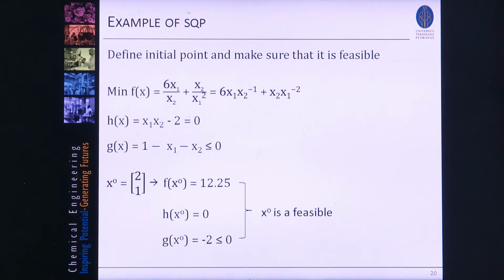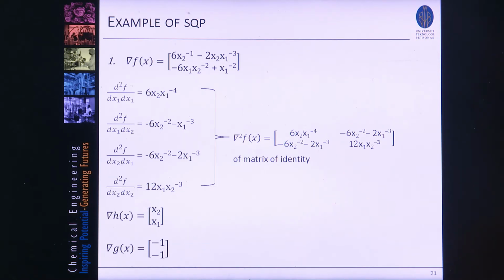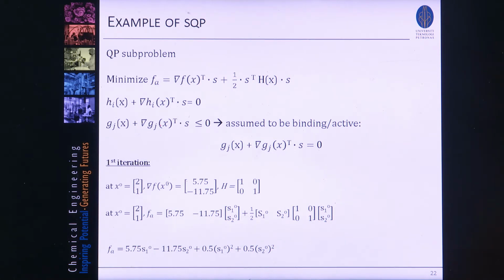So if we have these equations, the objective function, we have this h, we have this g, and then we start with x equals 2 and 1. We calculate f0, h0, g0, and check that all are feasible. Then we take the first derivative of f and the second derivative of f with respect to x1 and x2. So we put them as the initial Hessian matrix, or we could also use the identity matrix. And then the first derivative of f and the first derivative of g, we put them all in the equations, and then we do the first iteration.